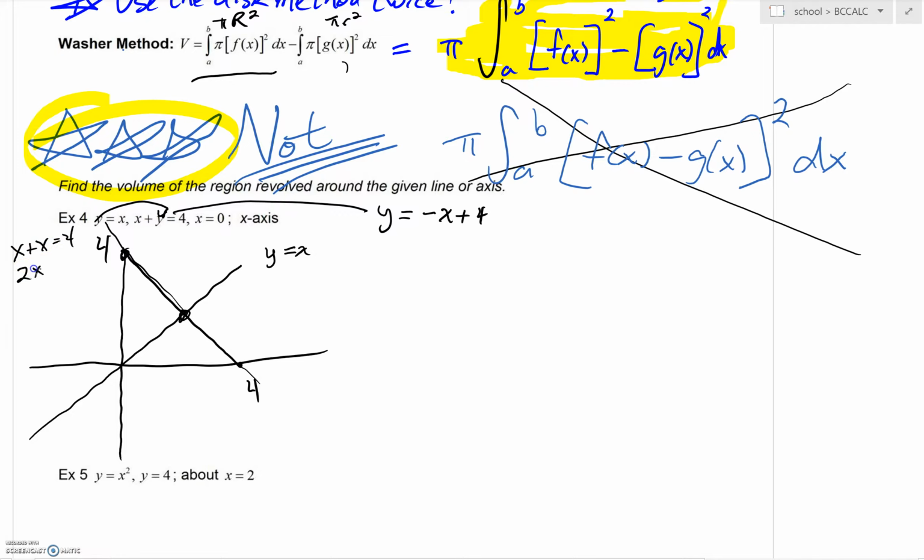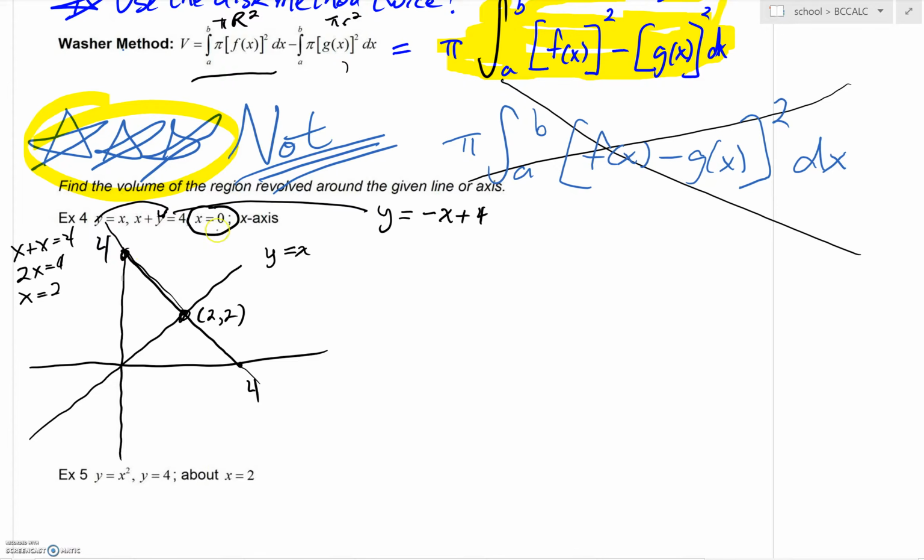You could get 2x is equal to 4, and x would equal 2. And then you could get y is equal to 2 also. Here's the point 2 comma 2. But guys, please realize you could also solve by inspection. If you'd say, x plus y equals 4, it kind of looks like it might be 2 comma 2. You could try it and see if you get it. You do, in fact, luck out.